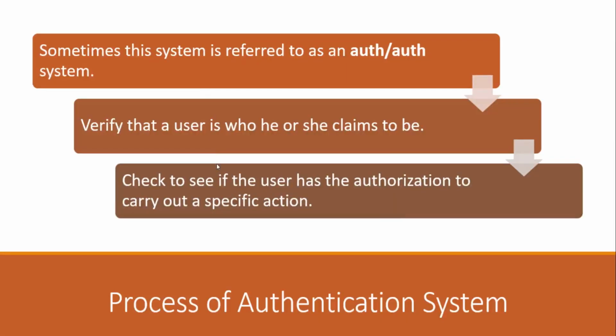So now we will discuss the process of authentication system. I want to tell you that sometimes this authentication system is also referred to as an auth/auth system, which means authorization and authentication system. That name recognizes that dealing with the user is often a two-step process. The first step is to verify that a user is who he or she claimed to be, and the second step is to check to see if the user has the authorization to carry out the specific action or not. So with this, we also understand the process of authentication system.